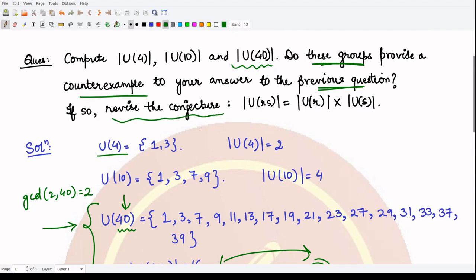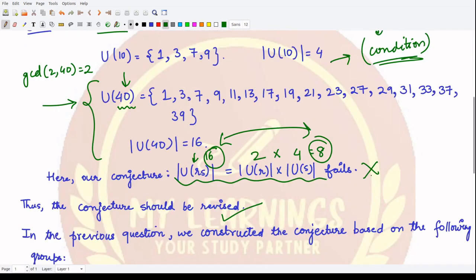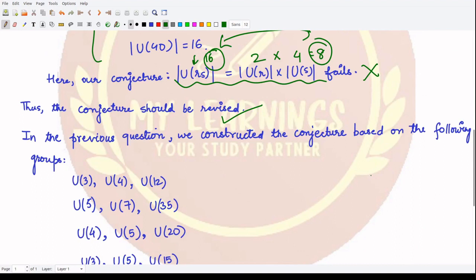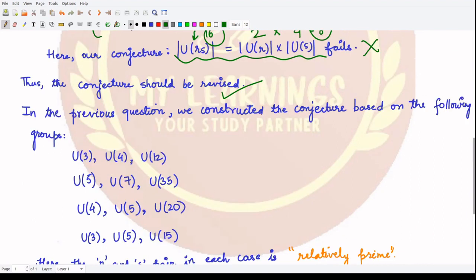For revising the conjecture, you have to make a certain observation here. What is it that you observed in the previous examples but is not present here? Do you find something? If so, based on this observation, that becomes the condition which would be included with our conjecture, so that the conjecture is true whenever we have that particular condition, correct? So let's have a look at the examples from the previous question. We had groups U3, U4, U12 in the first case.